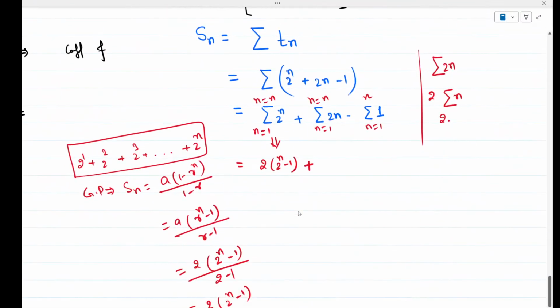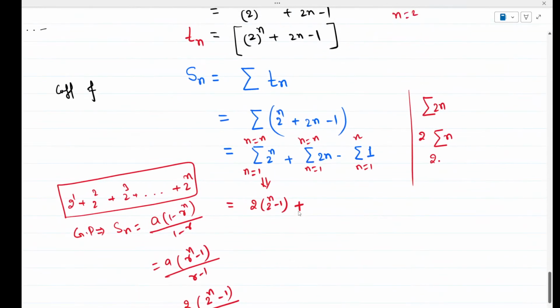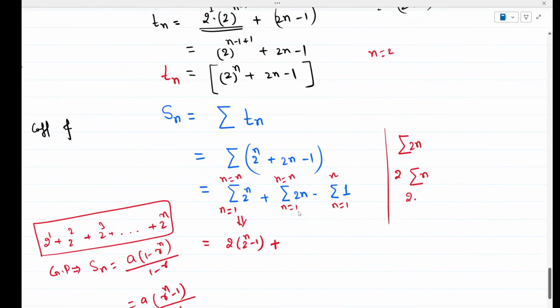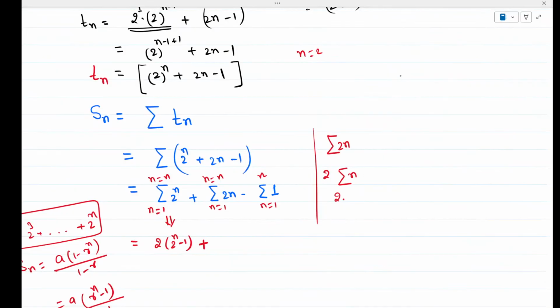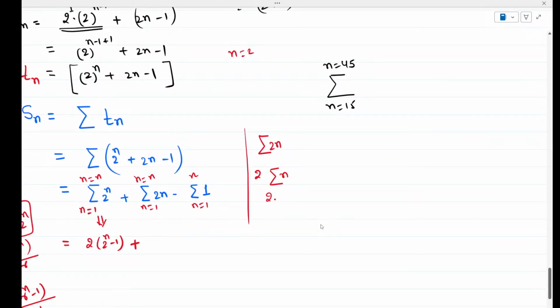You had taught me something in sigma. Suppose the sigma has 15 on the bottom and 45 on the top, n equals 15 to 45. Would there be 31 terms, because it's 45 minus 15 plus 1? Yeah, we have already discussed these things, if you remember. We have covered how many terms, how many numbers in between 15 to 45.